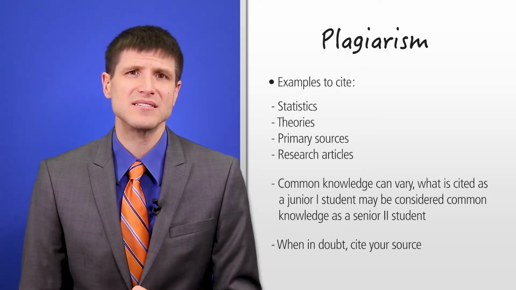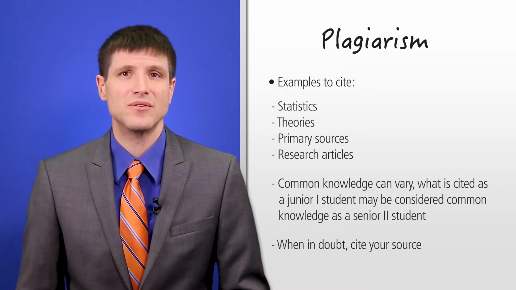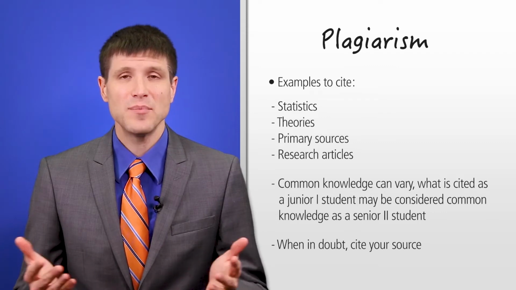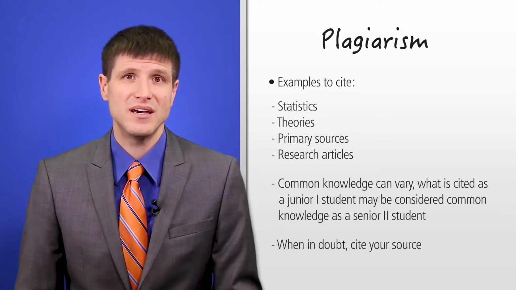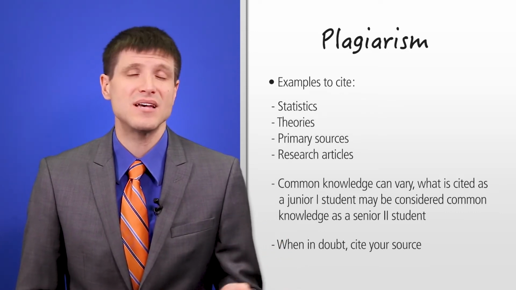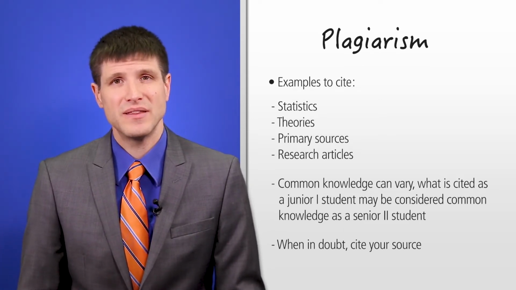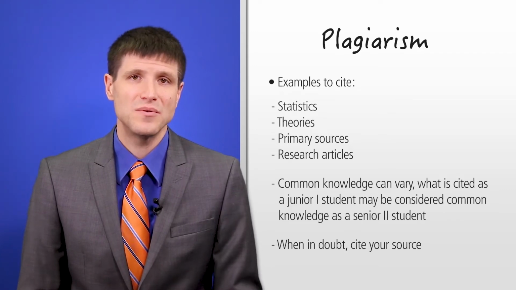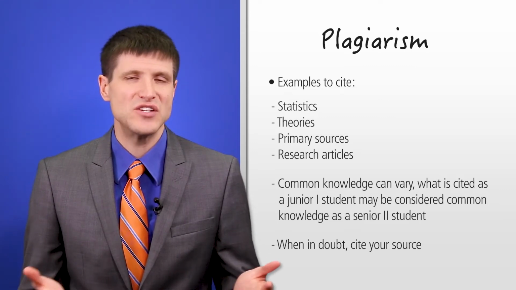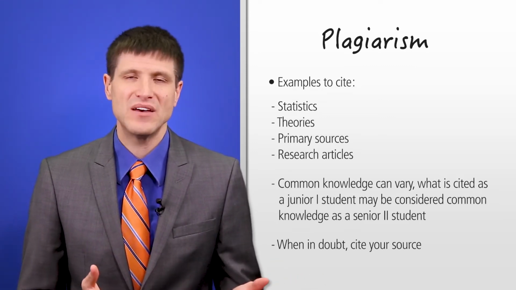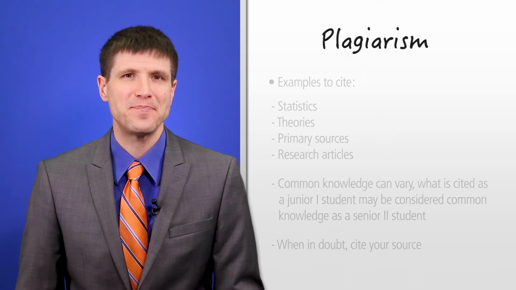Now, many students are going to ask, how do I know if something is common knowledge versus whether I have to cite it or not? And the complicated answer is it really can vary. Your professors will be the first to say that information that you may cite as a Junior 1 student may be considered common knowledge that you don't need to cite by the time you're a Senior 2. So it really just depends on where you are. But I would say, when in doubt, cite your source. You are not going to have issues with citing too much, to make sure that you're giving credit where that information is coming from.